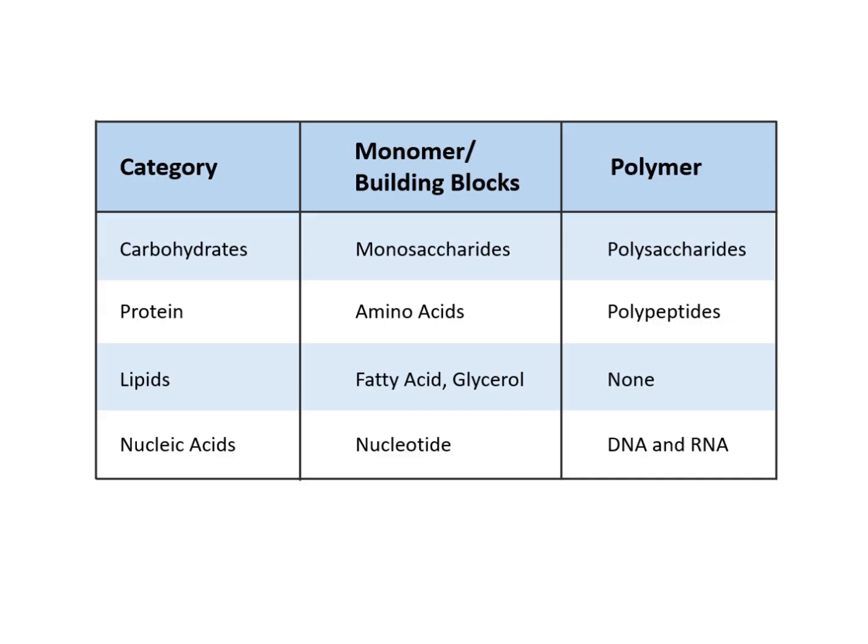This table summarizes the four major categories of organic macromolecules, their building blocks, and their polymer forms. Carbohydrates, proteins, and nucleic acids are made from specific monomers, monosaccharides, amino acids, and nucleotides, respectively, and each forms true polymers through repeated bonding of these units. Lipids are a bit different. They're made from fatty acids and glycerol, but they don't form true polymers. Now, let's take a closer look at each of these macromolecules in more detail.